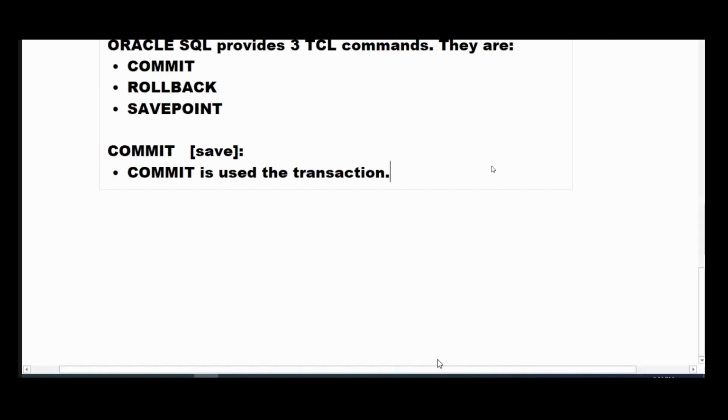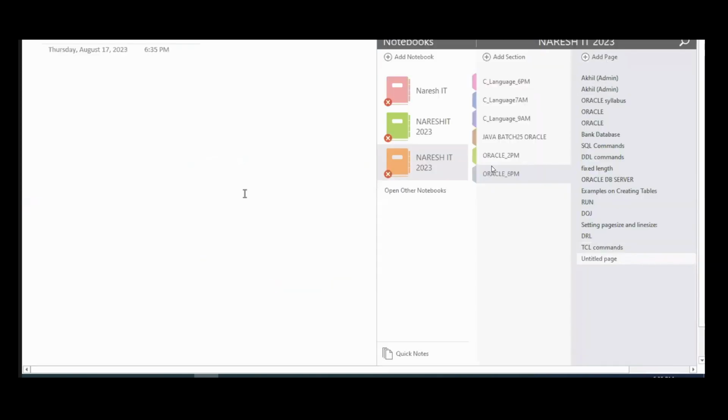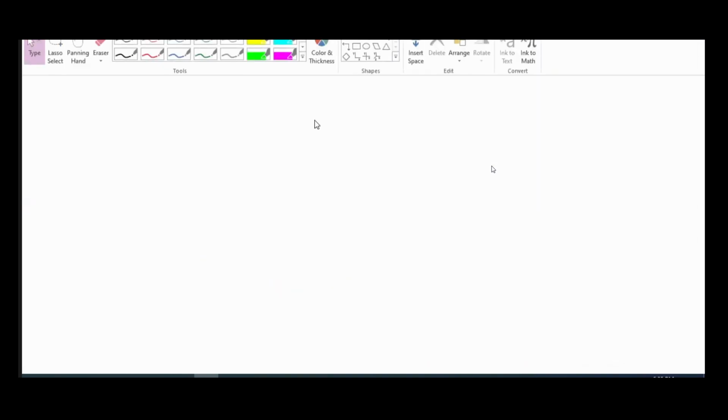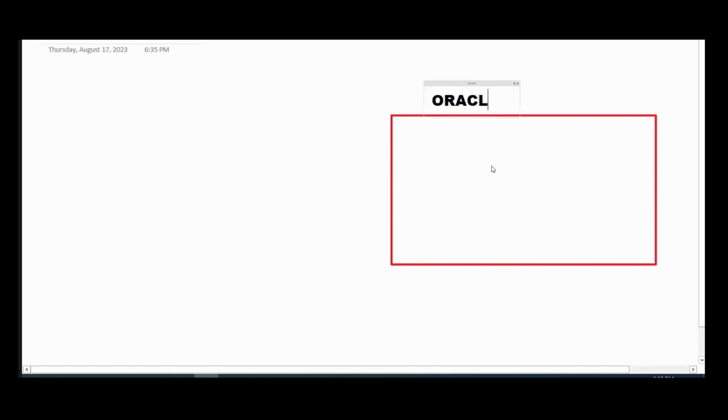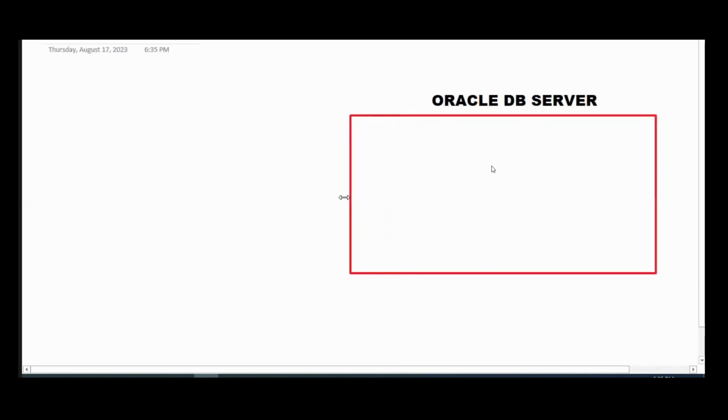So when the commit command is executed, what is happening? Let me explain clearly. Listen, some important points I'm explaining now. Listen carefully. This is the database server. The machine in which you install Oracle software, that is the Oracle database server.